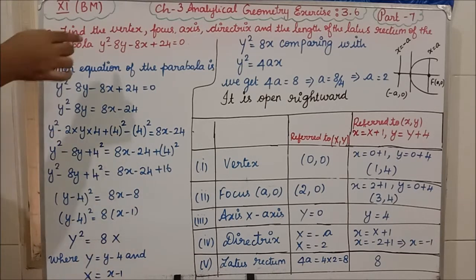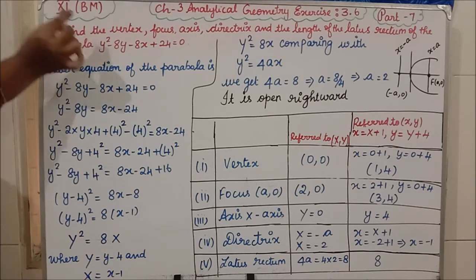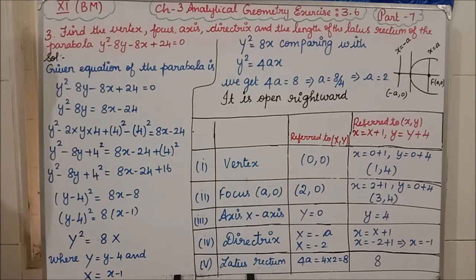Suppose instead of y square, the question has x square, then it also has two options: either upward or downward. According to that only you have to fix. Here since I am having y square, I have to go for either rightward or leftward. Wait, we will see whether it is rightward or leftward.